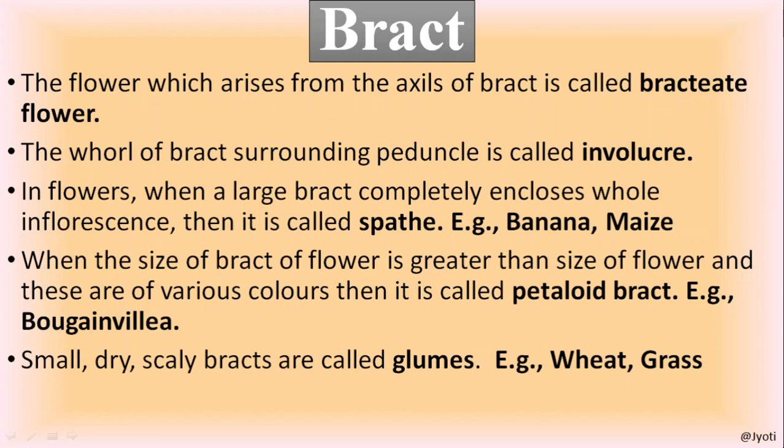Then bract: the flower which arises from the axil of the bract. I have told you the bract is nothing but a leaf, the leaf from whose axil the flower is developed. That leaf is called bract. But in all flowers the bract is not present. The flower in which the bract is present is called bracteate flower, and if bract is absent, then that is called ebracteate flower.